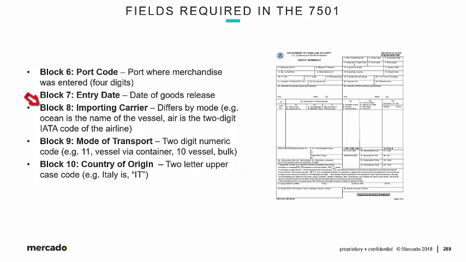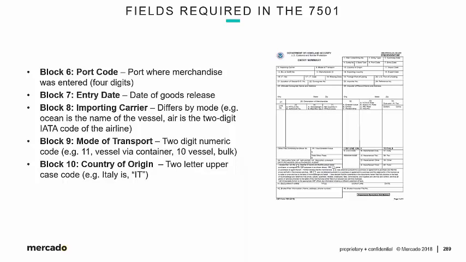Block 8, the importing carrier, which will differ by mode. For example, in the case of ocean freight, it's the name of the vessel. We'll see that in our upcoming real-world example. Air freight, conversely, is the 2-digit IATA code of the airline. We talked about IATA in detail during our air freight module.